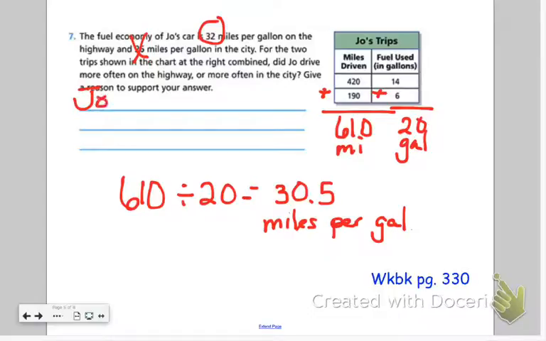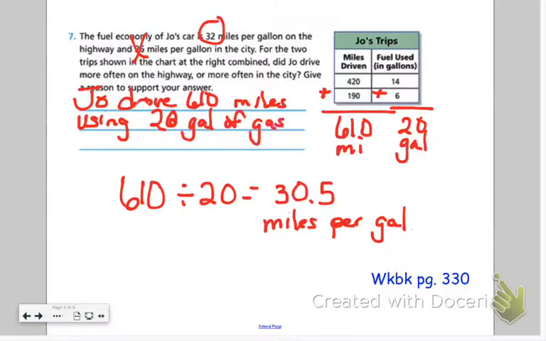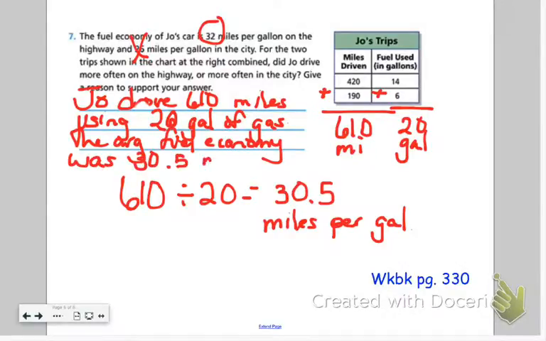Joe drove 610 miles using 20 gallons of gas. The average fuel economy was 30.5 miles per gallon.